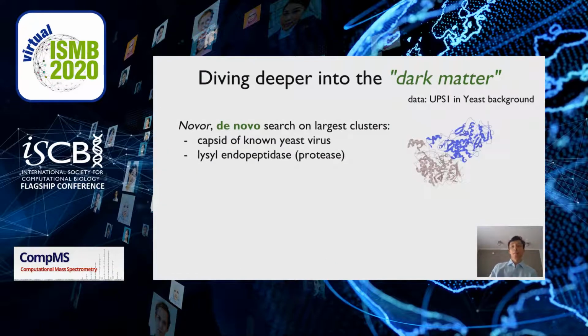So as you might have noticed from the previous slide, the larger the cluster got, the higher the identification rates were. So this led us to investigate the largest cluster using the de novo search engine, in this case Novor. And in fact, we could find two proteins that were previously not searched for in our FASTA file. One of them was a capsid of a known yeast virus, and second of all, there was a protease that wasn't actually listed in the sample description, but we could find this anyway.